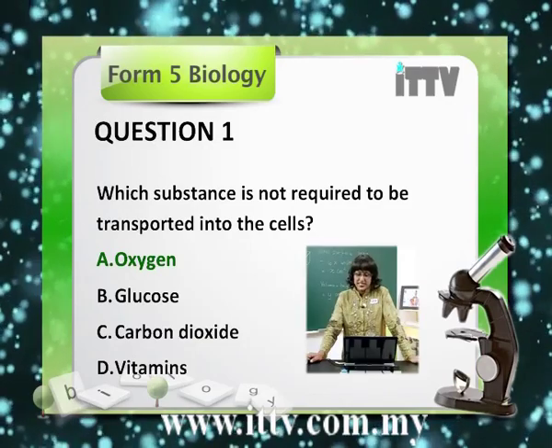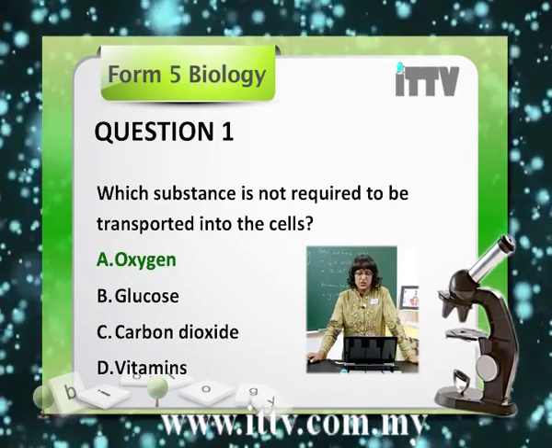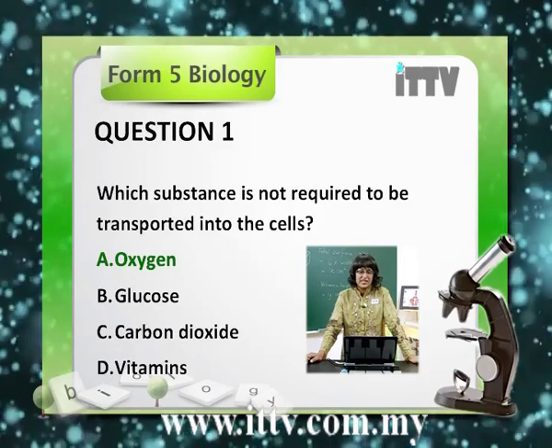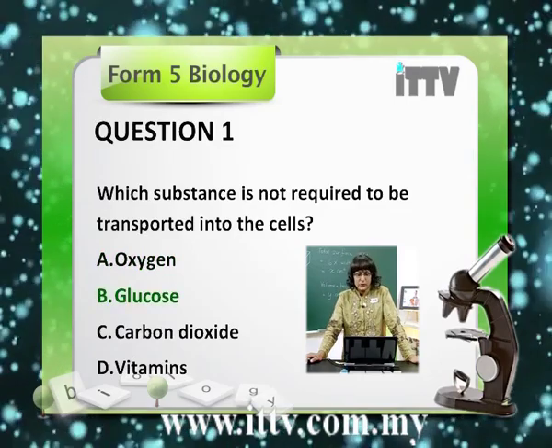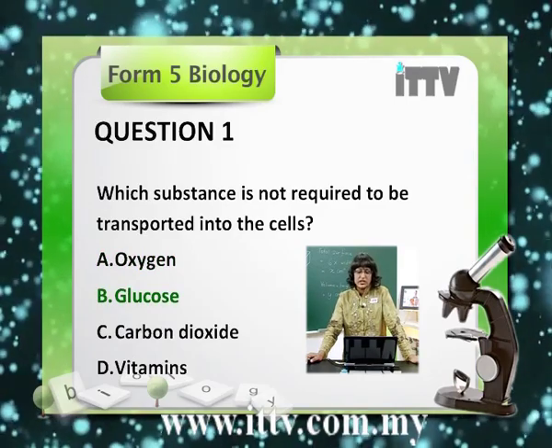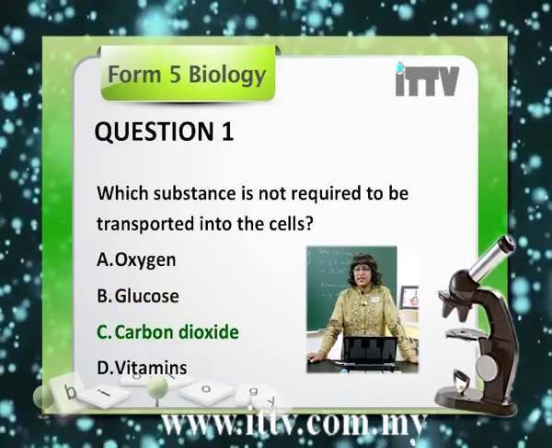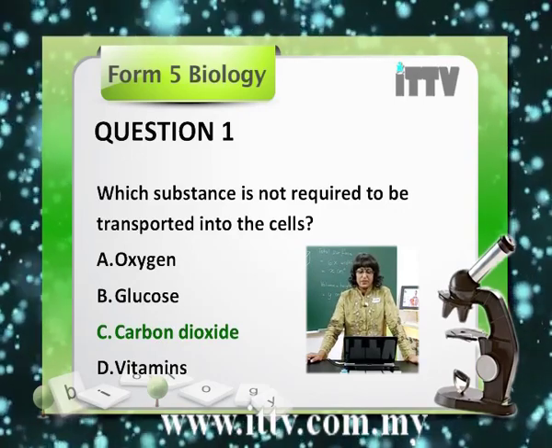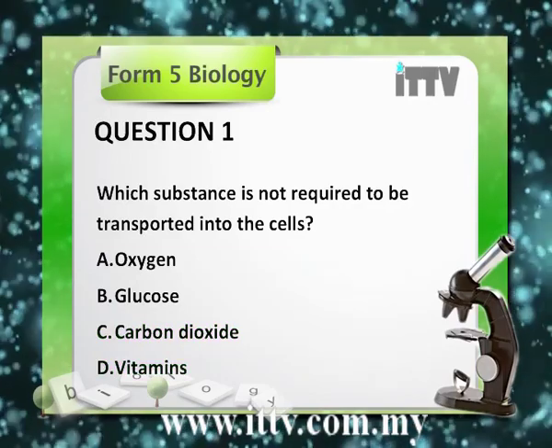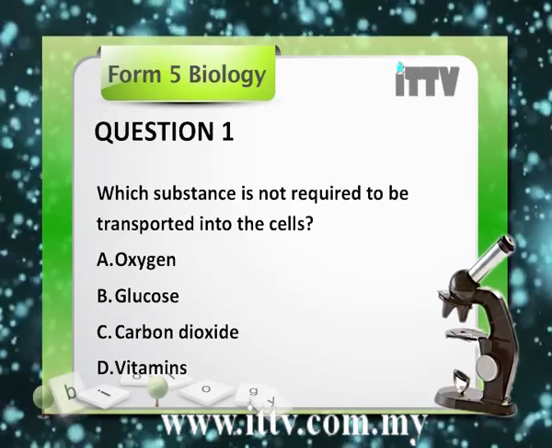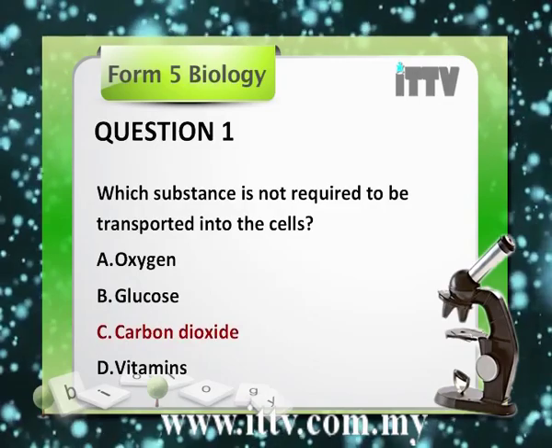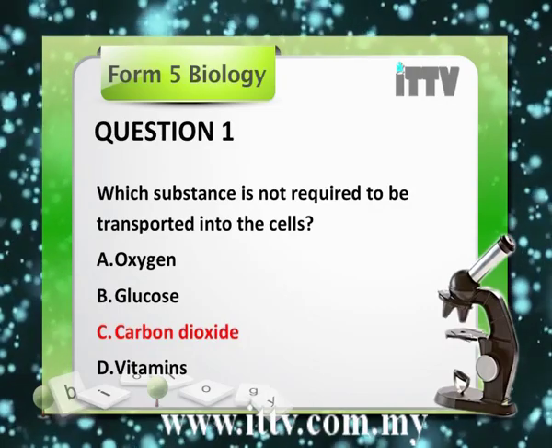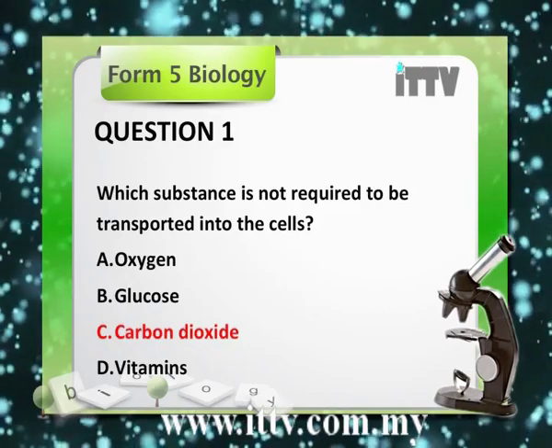Do we need oxygen inside the cells? Yes, we do. Oxygen is the most important gas required for the respiration of all multicellular organisms. Do we need glucose? Of course, glucose is our nutrient. Do we need carbon dioxide? Carbon dioxide is a waste product from metabolic respiration. Do we need vitamins inside the cell? Of course. You know what happens when you don't take your multivitamins at home? So you have guessed it right. Carbon dioxide is the answer. Carbon dioxide is a substance which is not required to be transported into the cells. Carbon dioxide needs to be eliminated from the cells.